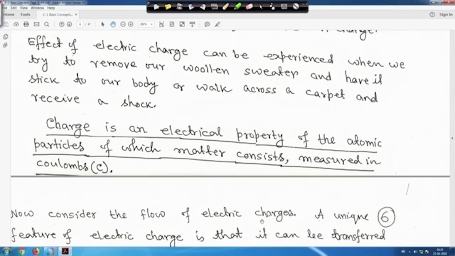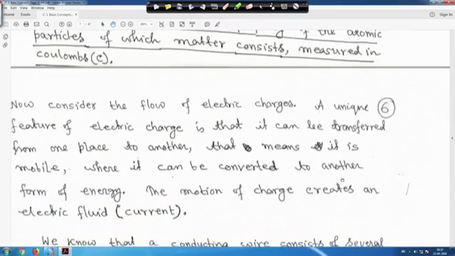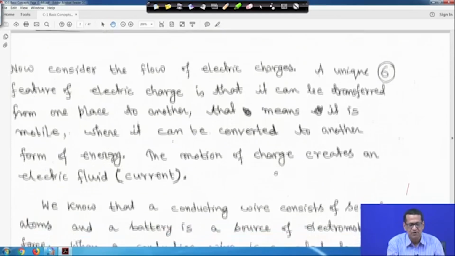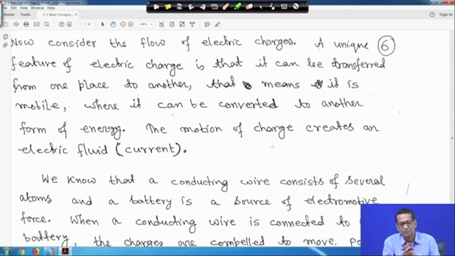Now, consider the flow of electric charges. A unique feature of electric charge is that it can be transferred from one place to another place. That means it is mobile. When it is converted to another form of energy, the motion of charge creates an electric flow, which we call current.